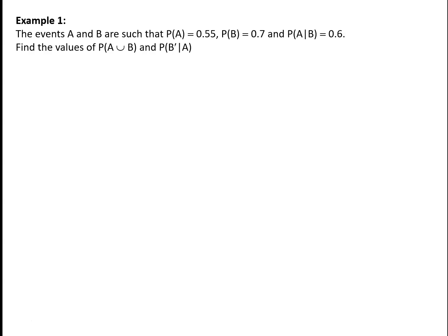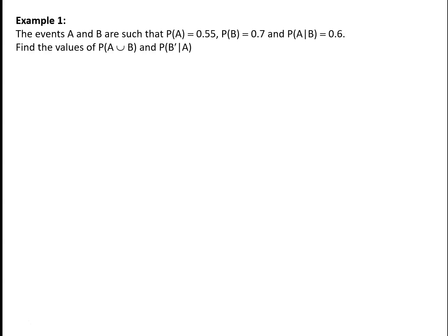So for our first example, we've got events A and B such that the probability of A is 0.55, the probability of B is 0.7, and the probability of A given that B has occurred is 0.6. We've got to find the values of the probability of A union B and the probability of B not happening given that A has happened.